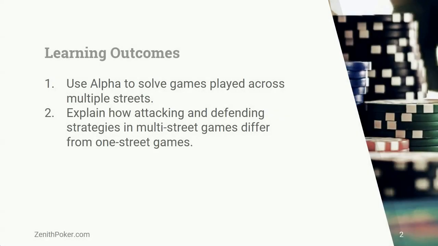The learning outcomes today. First, we're going to use alpha to solve some games played across multiple streets. And we're also going to be talking about how attacking and defending strategies are different between multiple street games and one-street games.